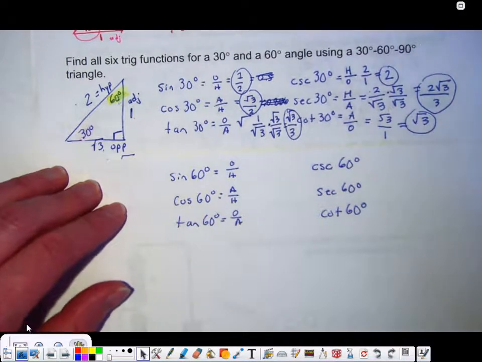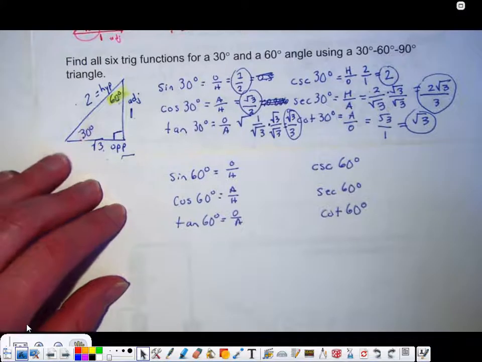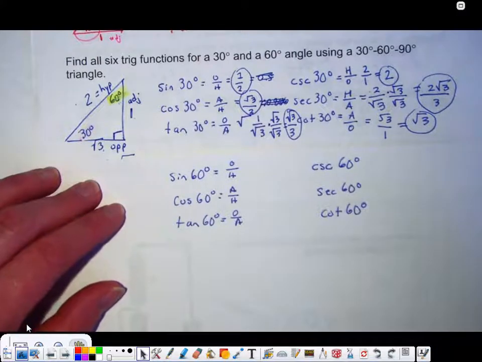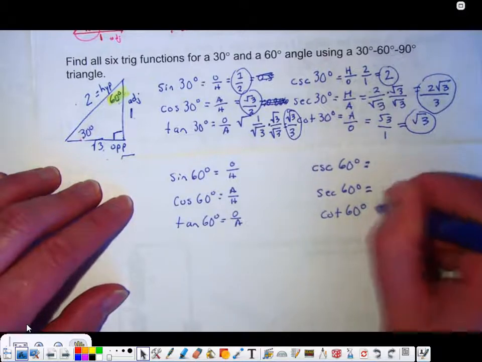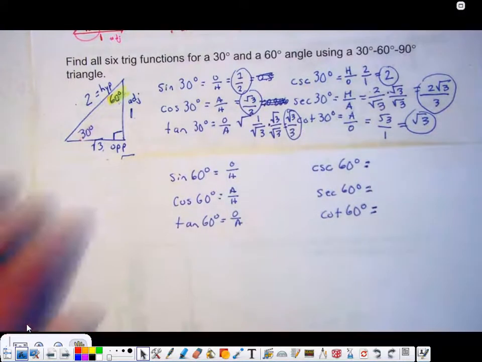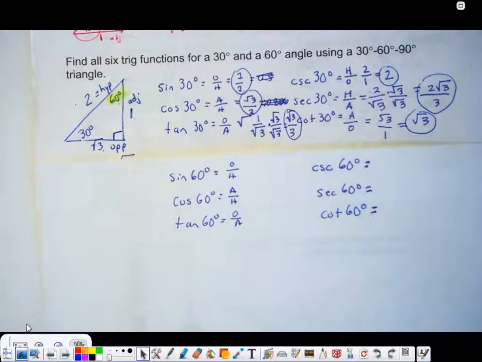That's what I'm looking for in your answers. On your quiz, I will either ask you to find all the 6 trig functions for 30 or all the 6 trig functions for 60. I'll just do dealer's choice on that day. So the 3 questions are: write down the definitions of all 6 trig functions, find the 6 trig functions for a 45-degree angle, and find the 6 trig functions for, and I will either say 30 or 60. And that's the quiz. I'm going to pause and then have some volunteers come up when they're ready for all of these values.